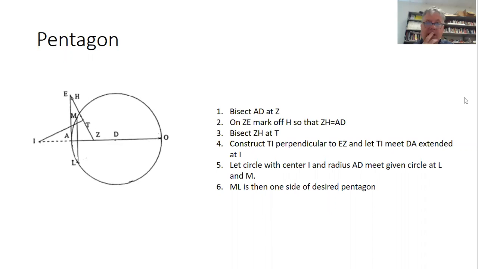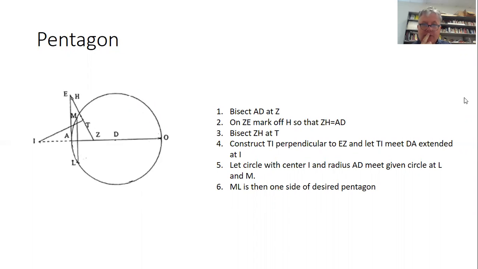Okay, so then we bisect AD at Z, and then on ZE, we mark off H such that ZH equals AD. So again, we use our rusty compass for that. We can then bisect ZH again. We can bisect that at T. And then we construct a perpendicular of EZ at T. Okay, and we draw that line and we extend it till it hits I, which is where it intersects with the diameter extended out that way.